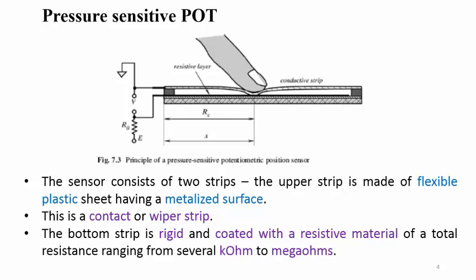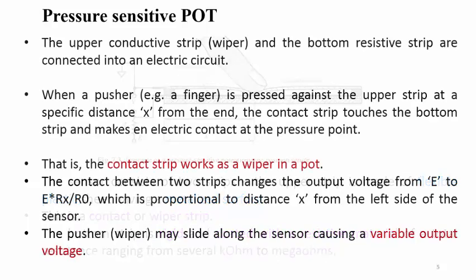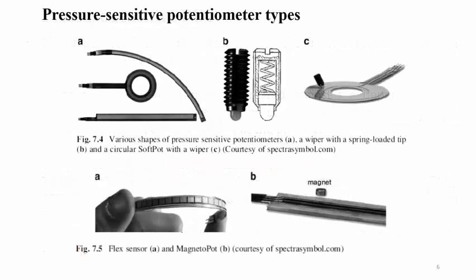So R0 is the default or minimum resistance, and Rx is the change in the resistance depending on the location of the pressure applied, which is proportional to the distance x from the left side of the sensor. So when the pusher or wiper slides along the sensor, it causes a variable output voltage.